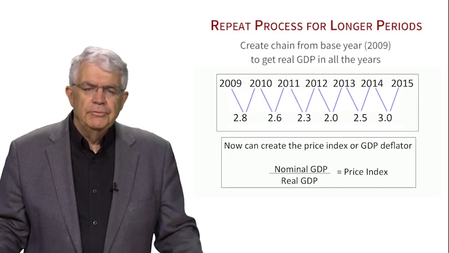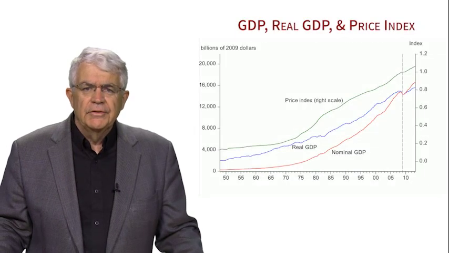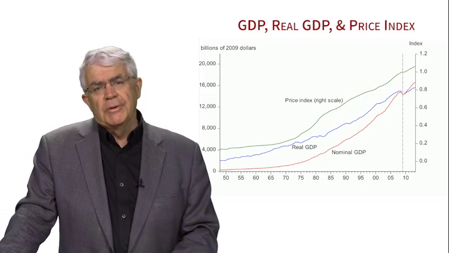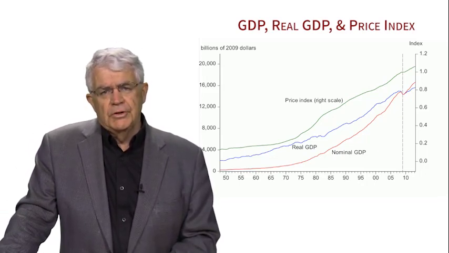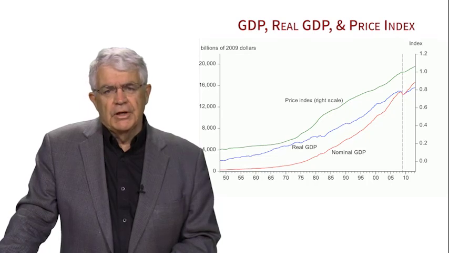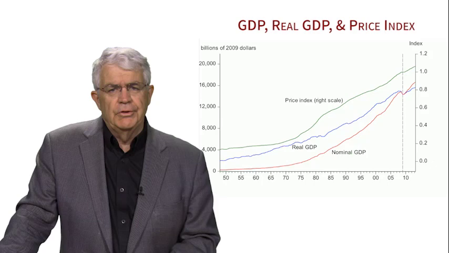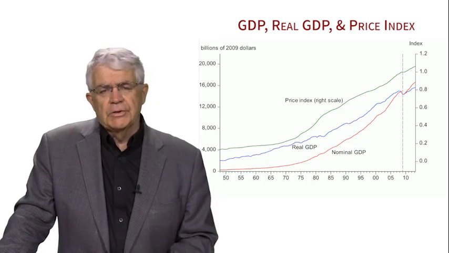Pretty straightforward, a lot of detail the statisticians have to do. But here's what you get. Here's just a picture of what you get for the American economy from the 1940s until the present. So first of all, you see the line in red. That's good old nominal GDP, which we could have computed in any of our ways: spending, income, or value added.